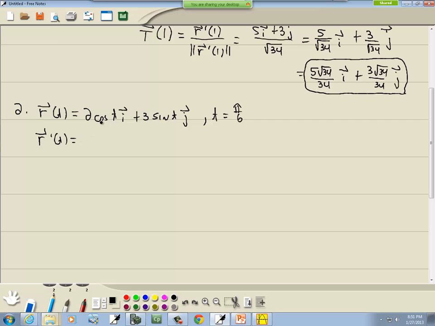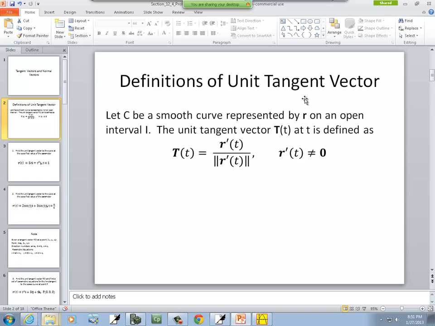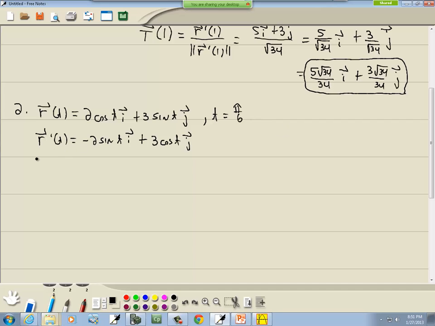The derivative of cosine is negative sine, so this becomes negative 2 sine t i plus, then the derivative of sine is cosine, so this becomes 3 cosine t j. Now we're trying to find a unit tangent vector, so we just found r prime, and we can go ahead and plug in our t value. So r prime of pi over 6 is going to equal negative 2 sine pi over 6 i plus 3 cosine pi over 6 j.